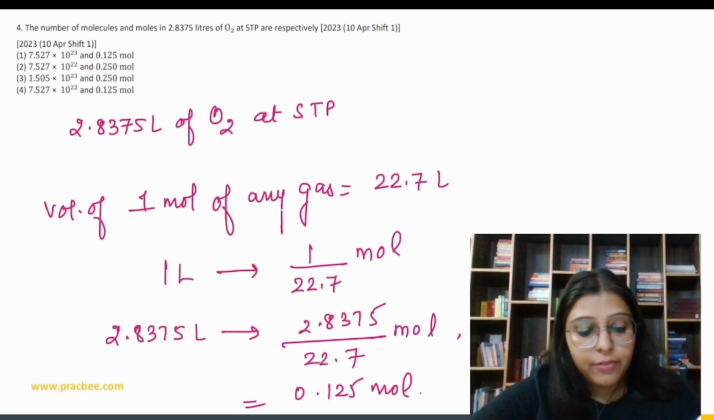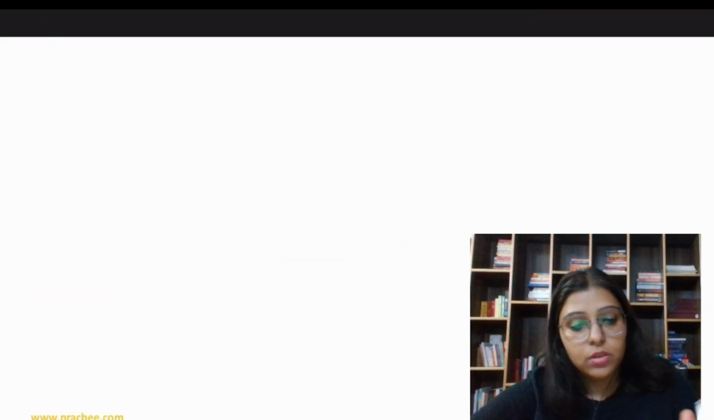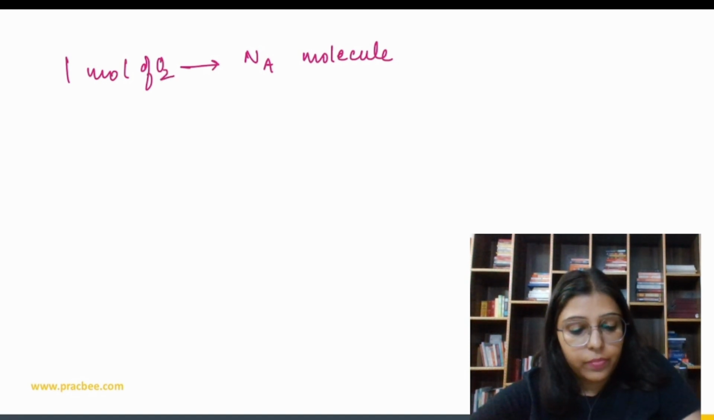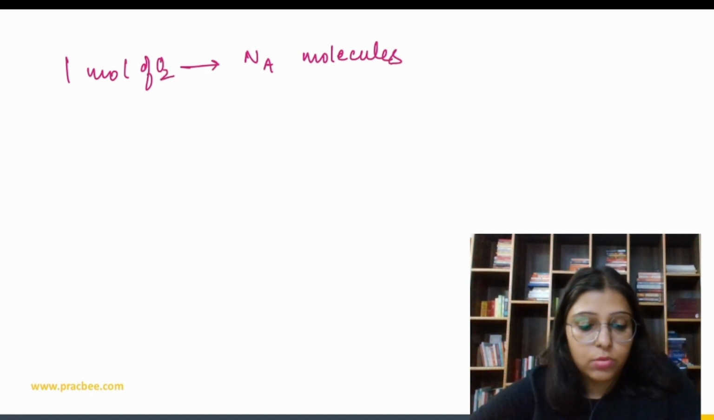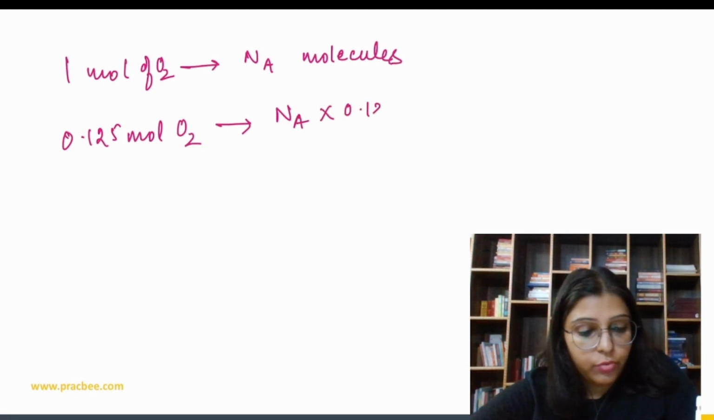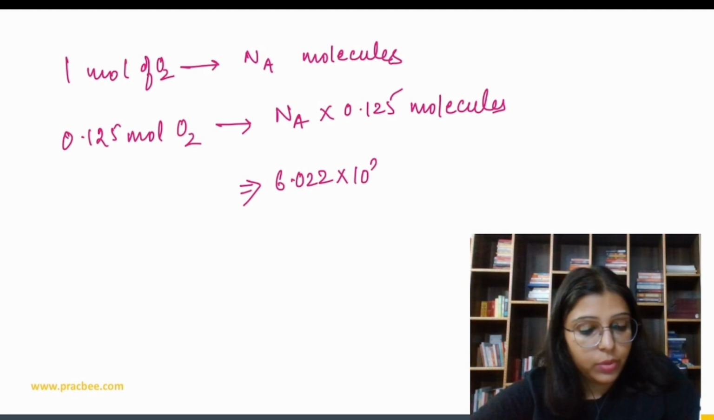Now we have to calculate the number of molecules. In 1 mole we have Na molecules, that is, 1 mole of O2 has Na molecules. So 0.125 mole of O2 is equal to Na into 0.125 molecules. Here we have to write down the value for Na. Na is 6.022 into 10 to the power 23.